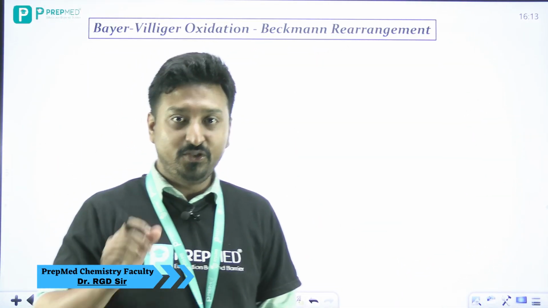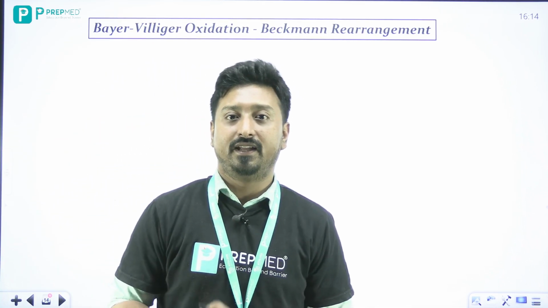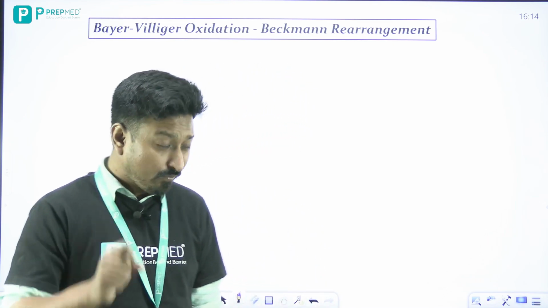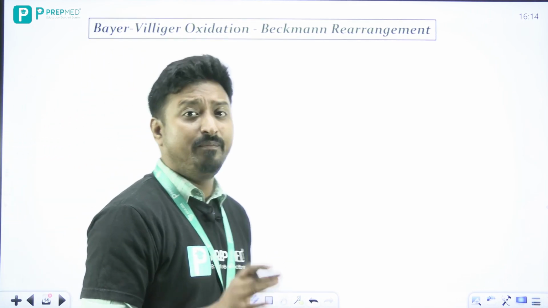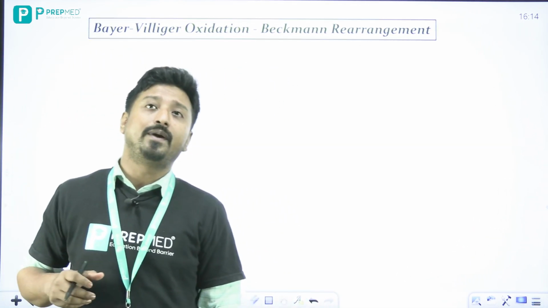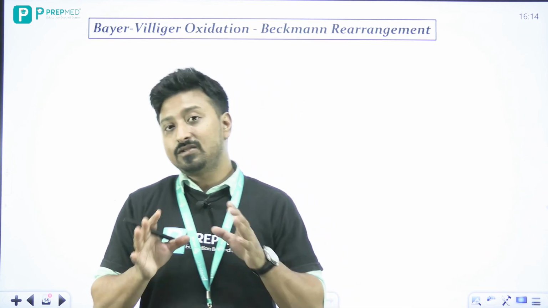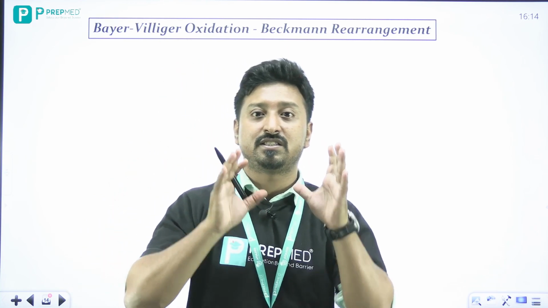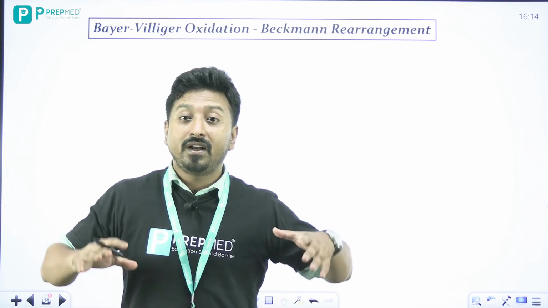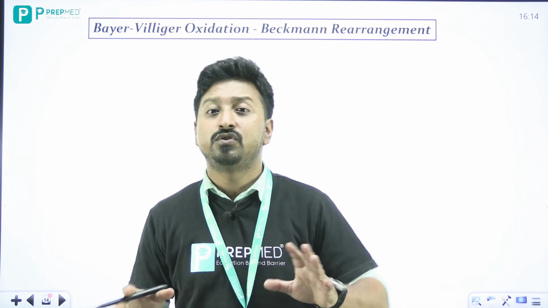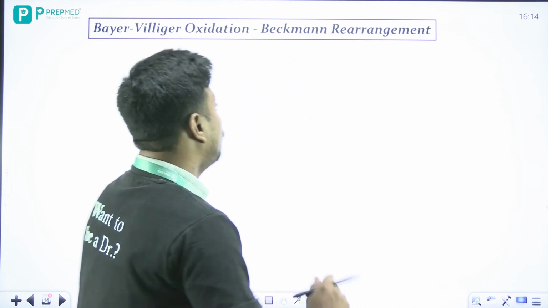Hello everyone. Today we are going to talk about two very important reactions which are there in your NEET curriculum definitely. The reactions are the Baeyer-Villiger oxidation and the Beckmann rearrangement. Now you may ask, sir, why have you chosen these two reactions together? Because in these two reactions the starting material is the same, but the products you get are different. But the two different products also have a similar analogy. Let's see what actually happens.